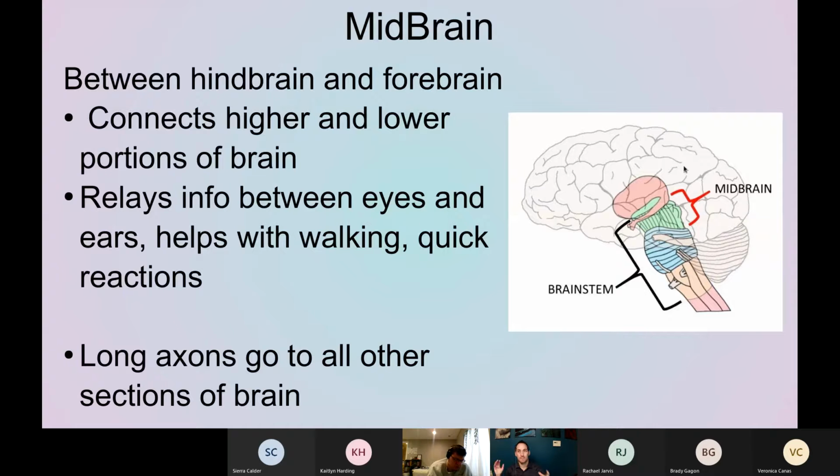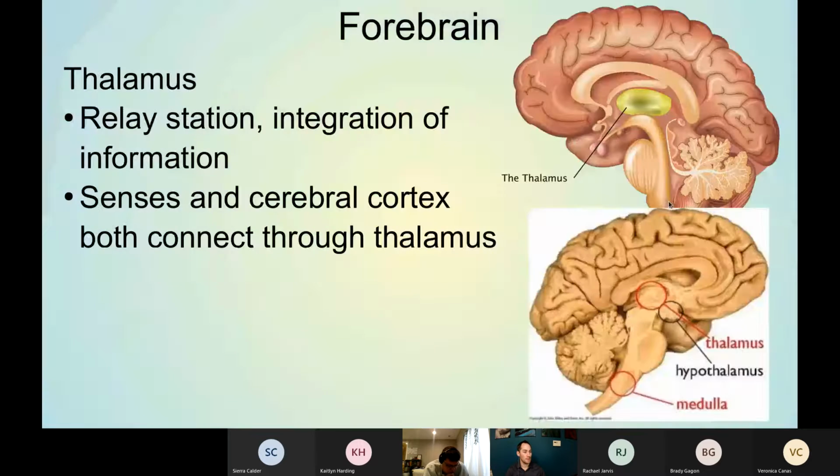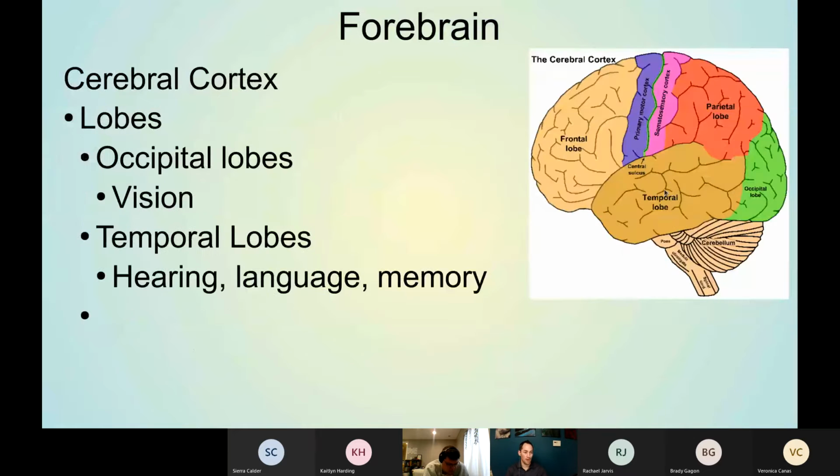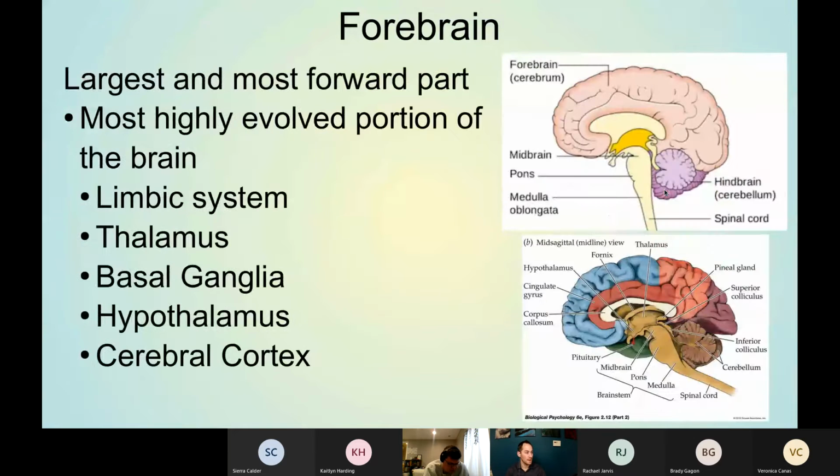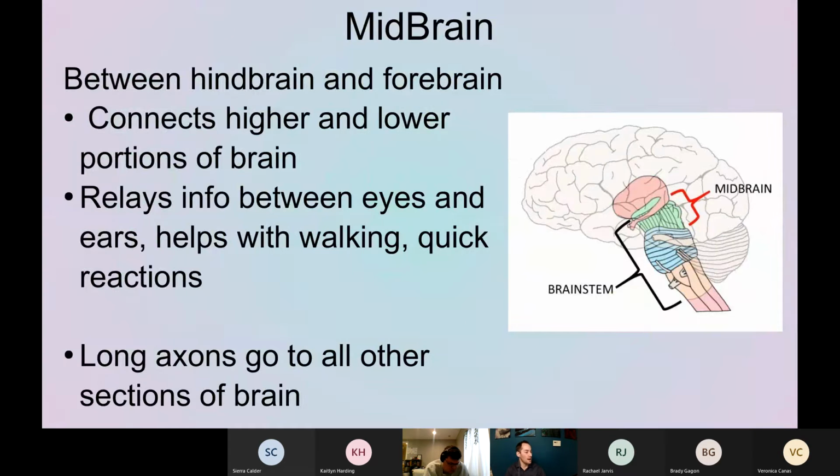Midbrain is basically connecting those lower survival functions to the higher, more cognitively intensive functions. So this is where messages from your eyes and ears are coming in and then getting directed to different parts of your brain, like the occipital lobe or the, I literally just forgot its name. It's probably on the next slide though. Or the temporal lobe. I don't know why I couldn't think of that. Lots of parts of the brain. So with this, the midbrain has a lot of long axons connecting to many different parts of the brain.